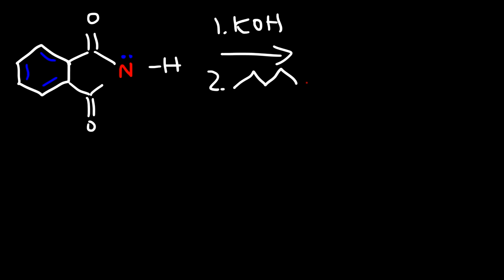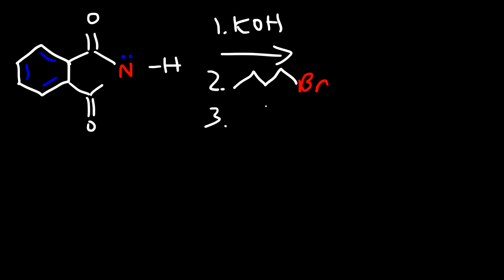Another way in which we can make a primary amine is by using the Gabriel synthesis reaction. In this reaction, we're going to start with this compound, which is called phthalimide. In the first step, we're going to react it with potassium hydroxide. This is to deprotonate the hydrogen, putting a negative charge on the nitrogen, which becomes a nucleophile for the next step. Then we're going to react it with an alkyl halide, attaching the nitrogen to those 4 carbons.